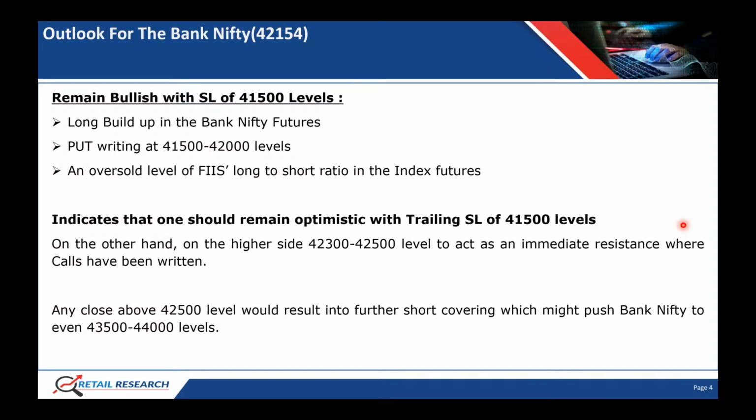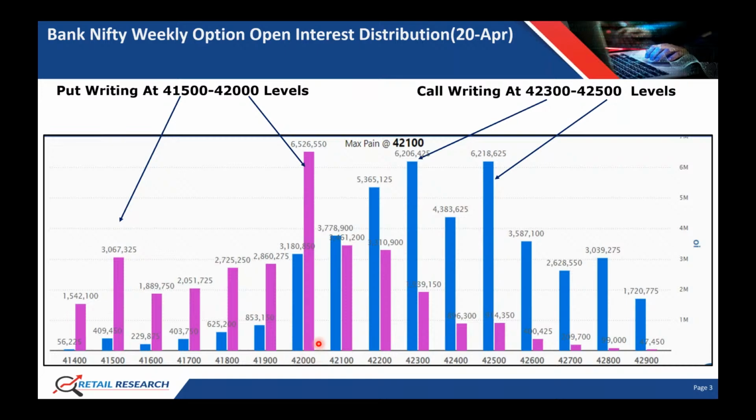What about the Bank Nifty? Bank Nifty right now is at 42,154. Last time we told you that we remain bullish on the Bank Nifty and gave a target. The target is already achieved. Now again we continue to remain long. We need to increase our stop loss from 41,000 to 41,500, because we see that 41,500 and 42,000 are the two levels where puts have been written aggressively. So we will bring our stop loss on the long position to 41,500 now.